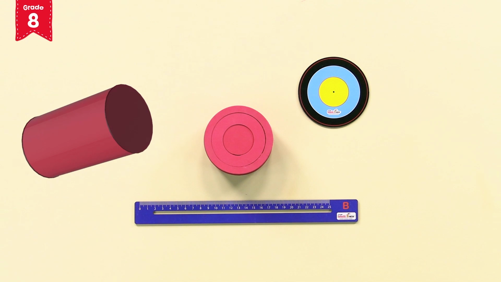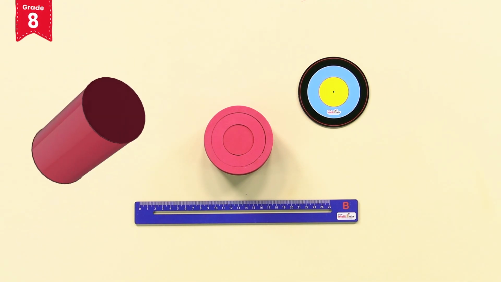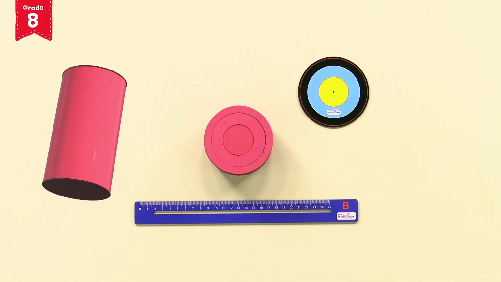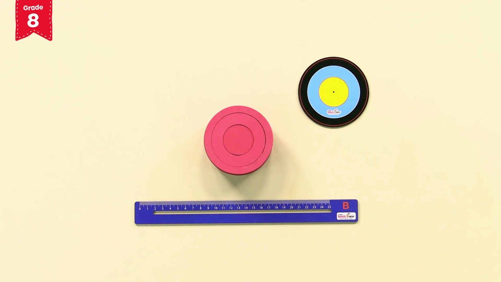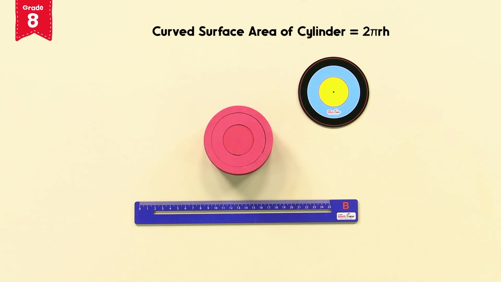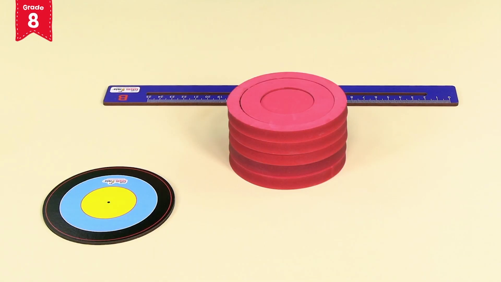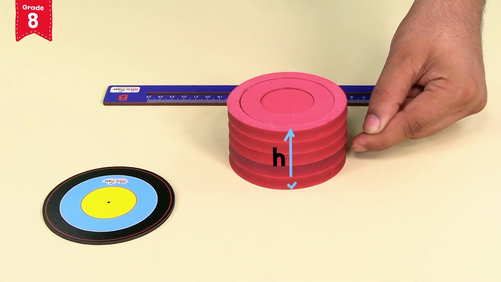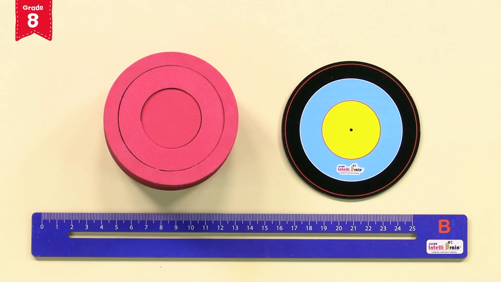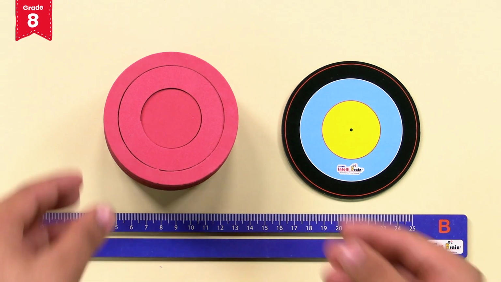Now let's calculate the curved surface area and total surface area of the formed cylinder one by one. Generally, the curved surface area of a cylinder is defined as 2 pi RH, where R is the radius of the cylinder and H is the height of the cylinder. So, we need to find out the radius and height of the cylinder, for which place the solid cylinder model on the measuring disc.